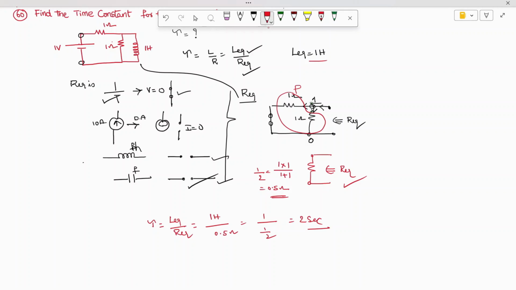All these problems are very much important in GATE type of competitive exams.